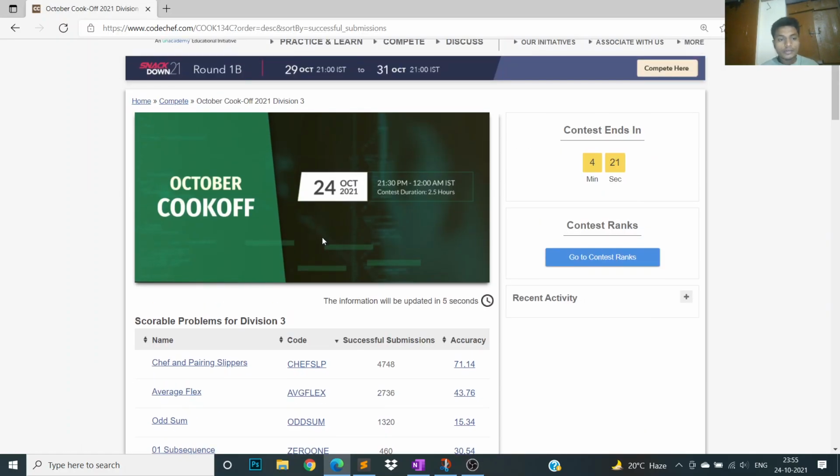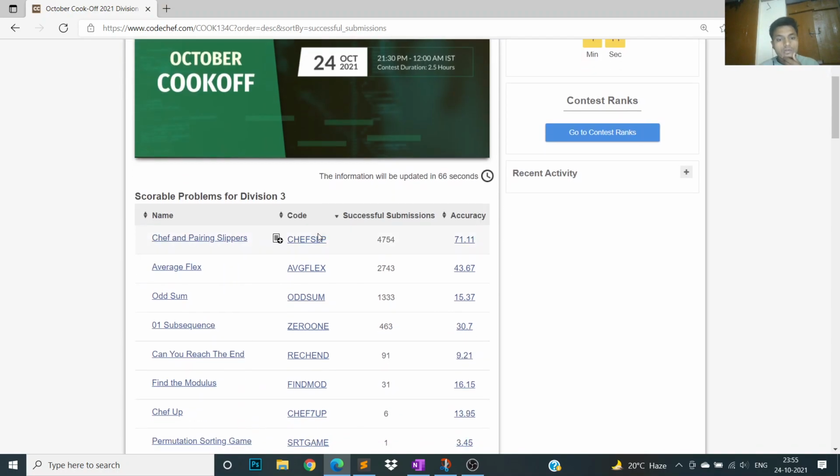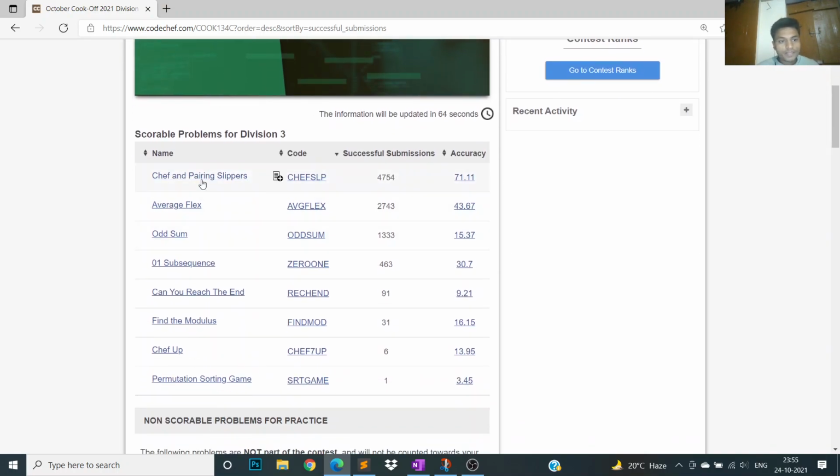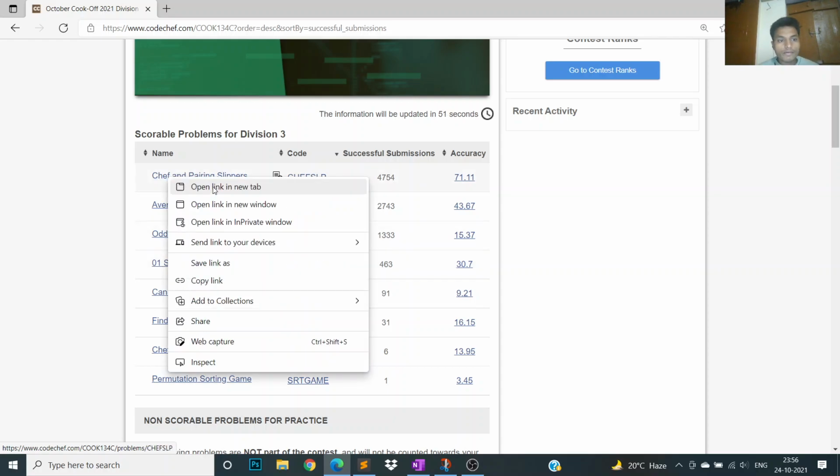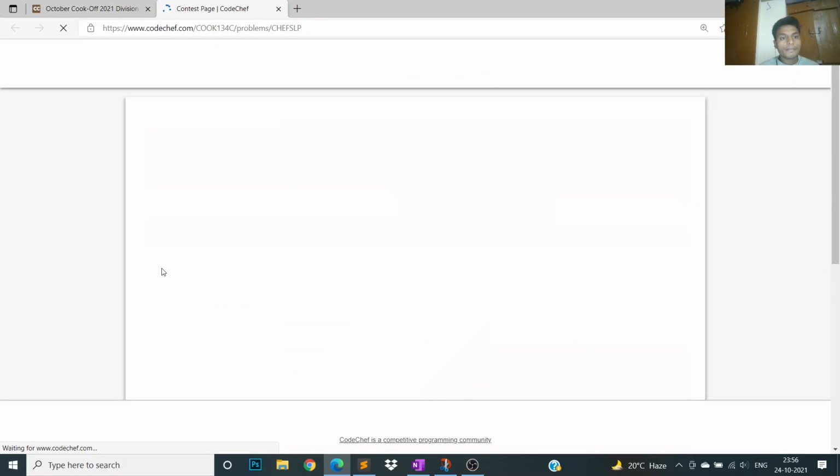Okay, hello everyone. This is the October Cook-Off. I'll just do some Div 1 problems like these. The last three I've already done, and the fourth we will do together. So this is the first problem of Div 3.